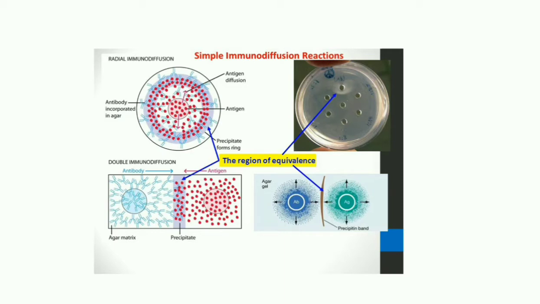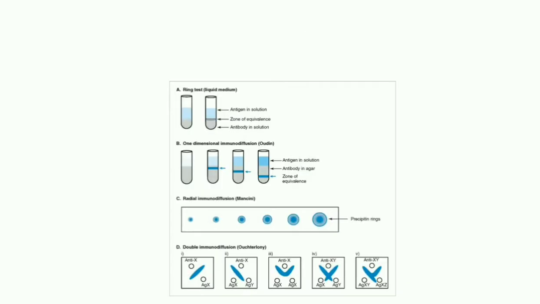now we will discuss double diffusion in two dimensions. When we say double diffusion, that means both antigen and antibody will move. Initially, in single diffusion in two dimensions, the radial one, it is also called radial immunodiffusion because it happens radially, just in a plane.